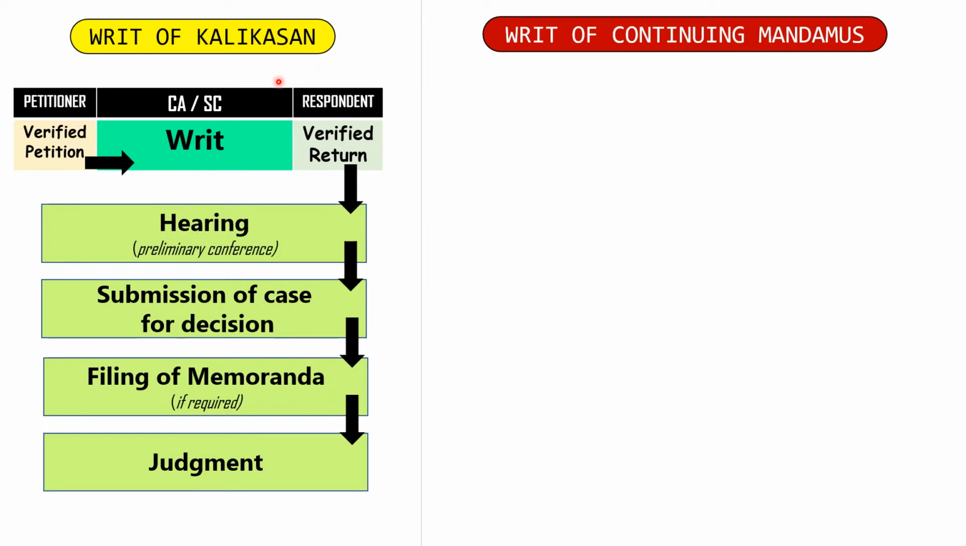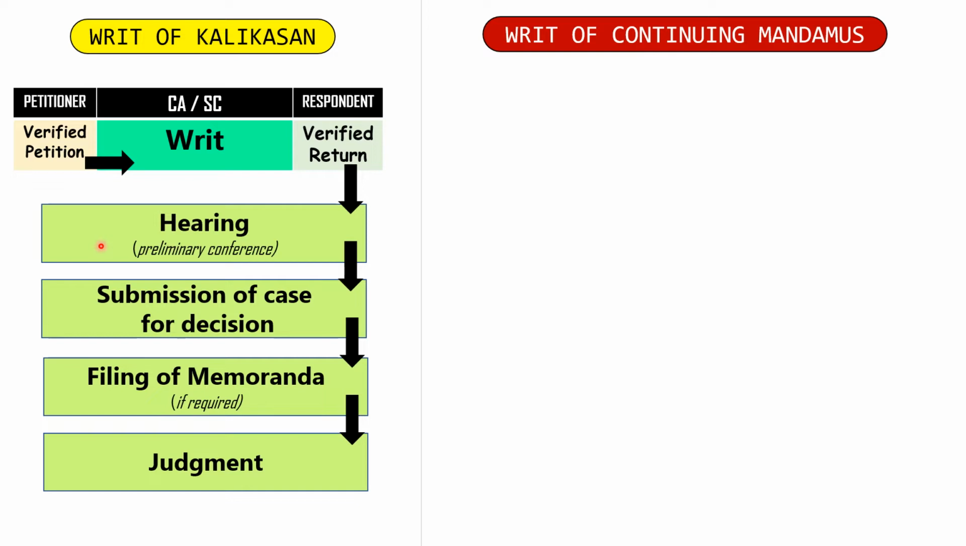So the first step is the petitioner should file a verified petition, after which the Court of Appeals or the Supreme Court will issue an order issuing the writ. After this, the respondent should file his verified return. And after the return is filed, the court will set the case for hearing. Take note that the hearing may include the calling of a preliminary conference.